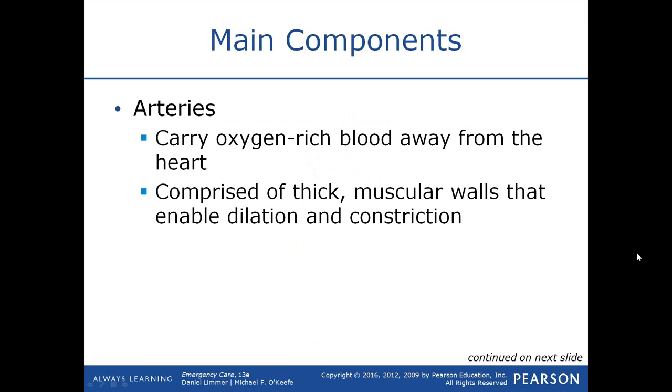We know that arteries carry oxygen-rich blood away from the heart, and arteries are composed of thick muscular walls, actually smooth muscle, that enable the arteries to dilate or constrict. Now, the importance of arteries being able to dilate or constrict has to do with maintaining the pressure in this closed cardiovascular system. If you think of a garden hose, water flows out of the end of a garden hose at a particular pressure. So you've got your standard 5/8 inch garden hose.